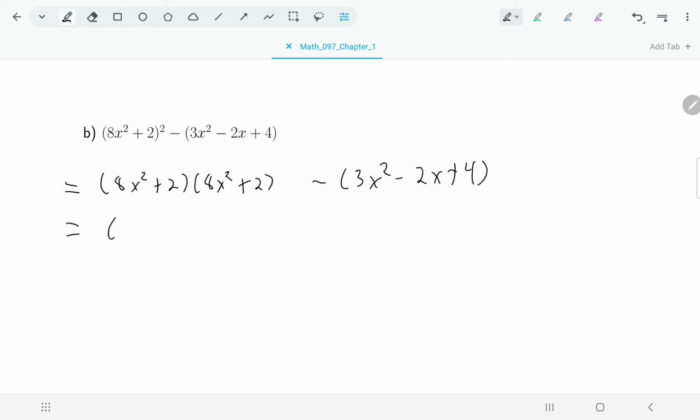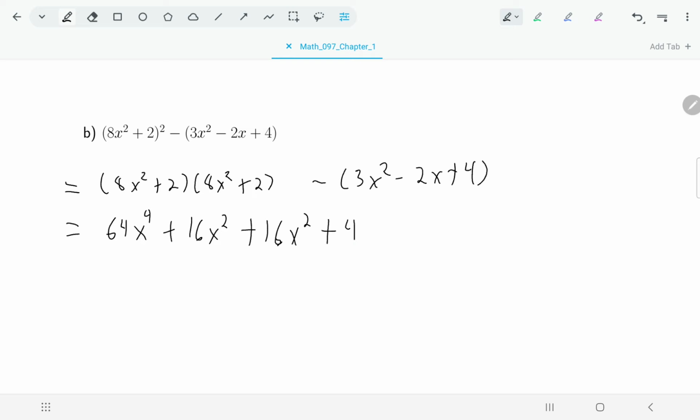8 times 8 is 64, and x squared times x squared is x to the 2 plus 2, which is x to the 4. I'll have 8x squared times 2, so 16x squared. I'll have 2 times 8x squared, so that's another 16x squared. And I'll have 2 times 2, which is 4.